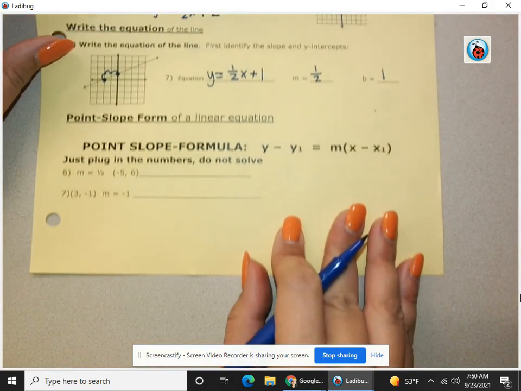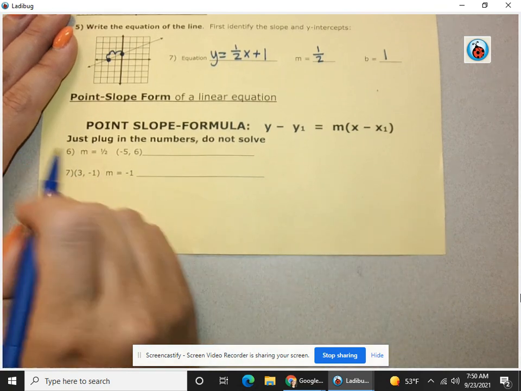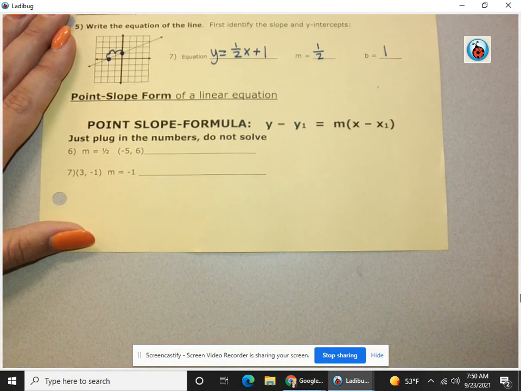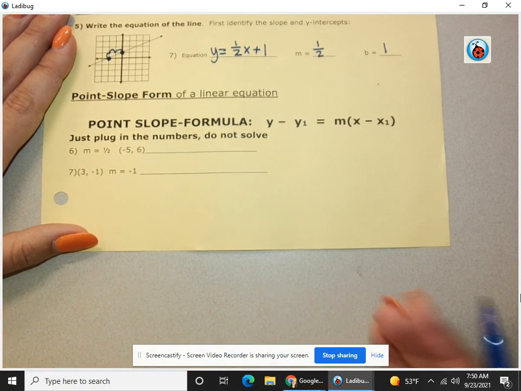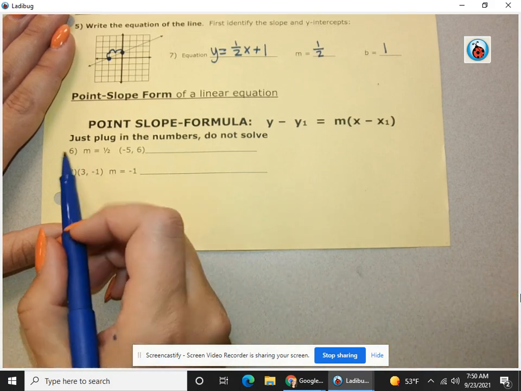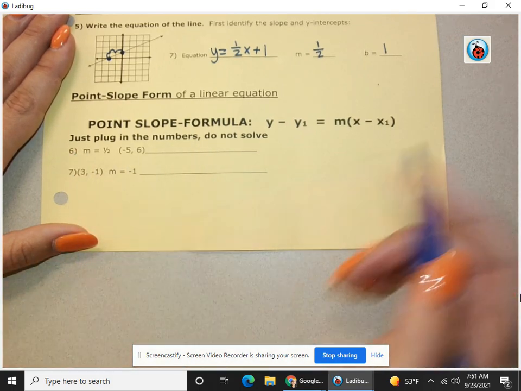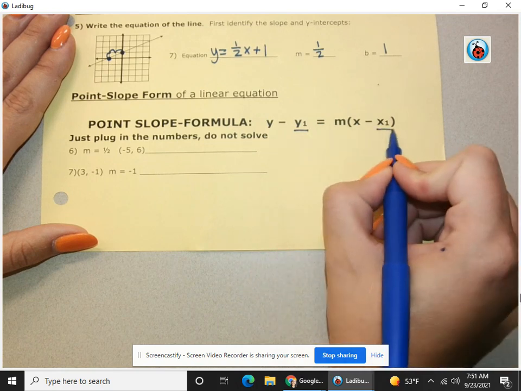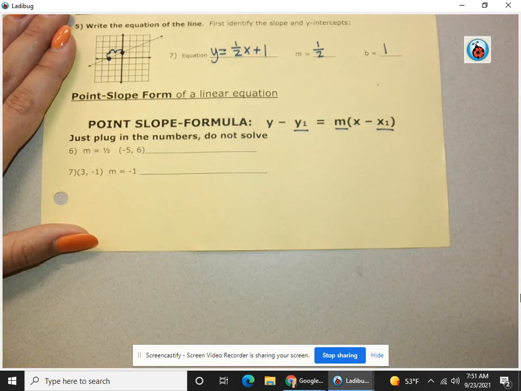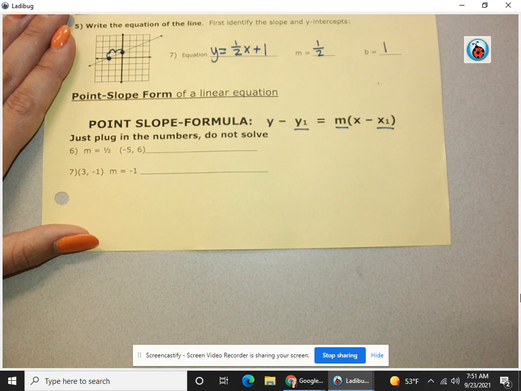Now, when we're looking at point slope form, okay, sometimes you're just going to plug in the numbers if it wants it in point slope form. Sometimes you're going to have to solve. Today, we just want to plug in the numbers. So we have y1 and x1 and then our slope. Okay, so we don't have our y-intercept.